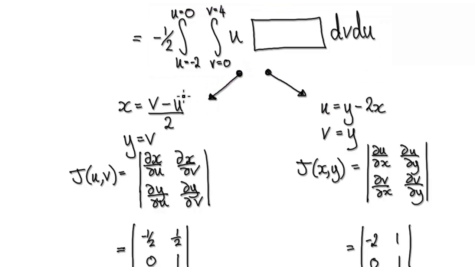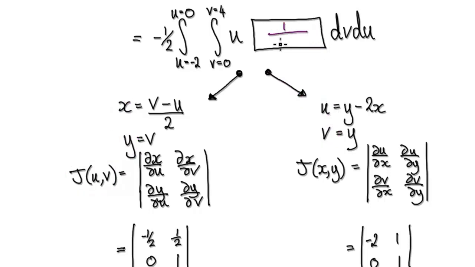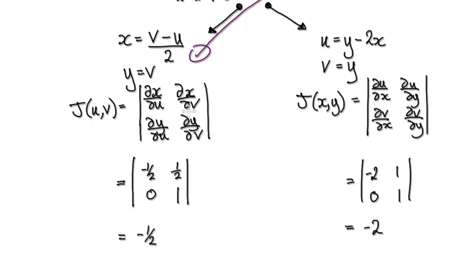So if you decided to work all in terms of x and y, you compute your Jacobian, and then your adjustment would be the absolute value of the Jacobian. But if you decide to work in terms of u and v, then your adjustment will be 1 over the absolute value of the Jacobian. So it doesn't matter which way. This time I'm going to take this route. Okay, so let's work all in terms of x and y.